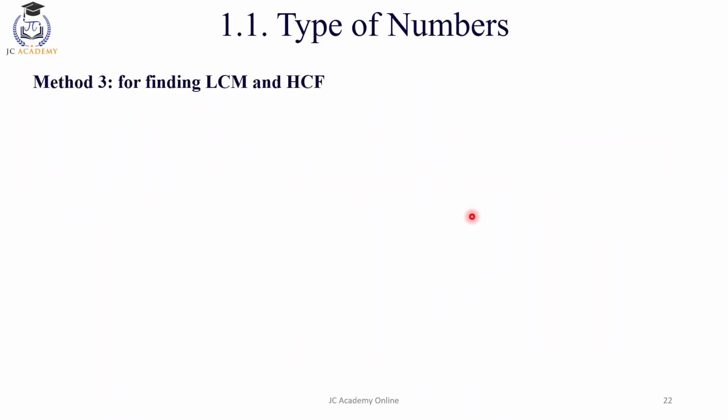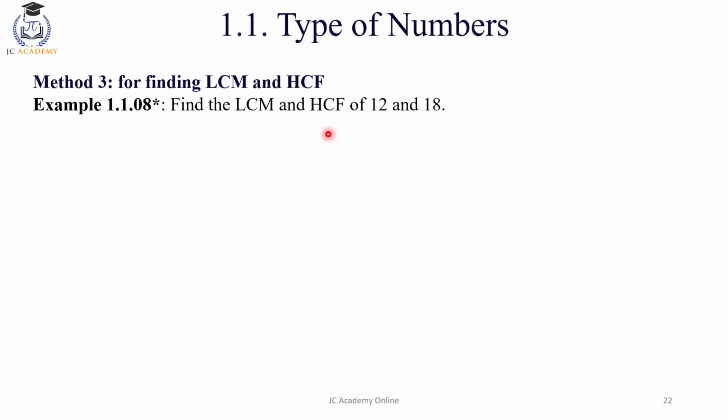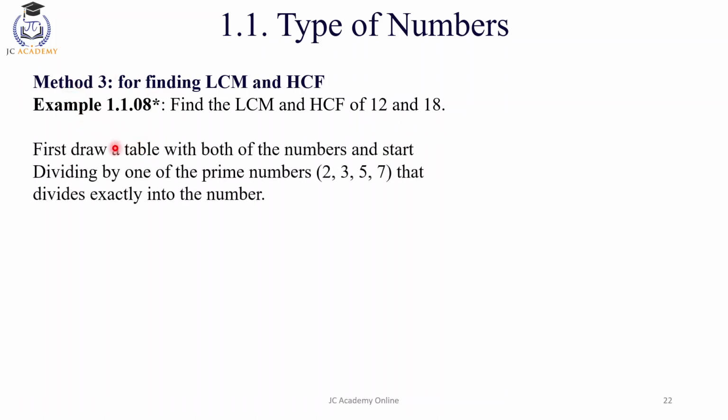Okay, so that was method number 2. Now we move on to method number 3 for finding the least common multiple and the highest common factor of two numbers, or of some numbers. So let's look at example number 8 again. That involved finding the LCM and the HCF of the numbers 12 and 18. So what is the third method? This method involves a table.